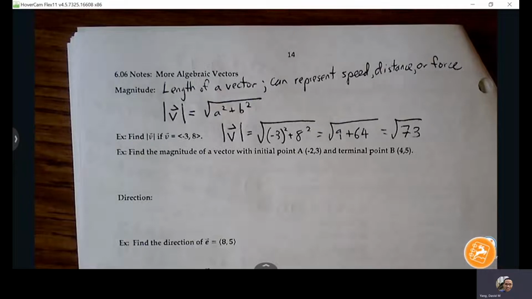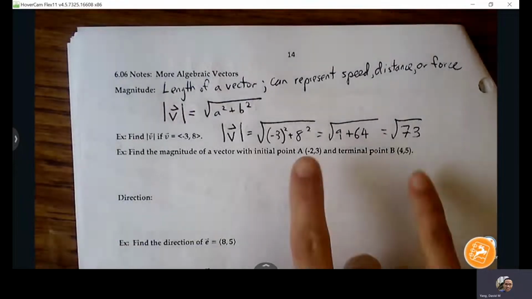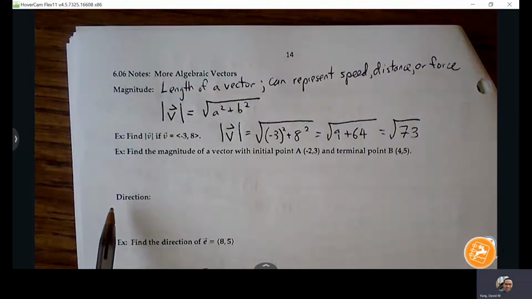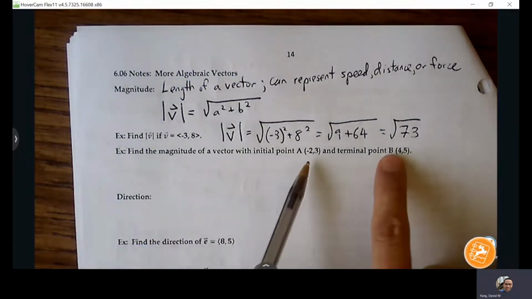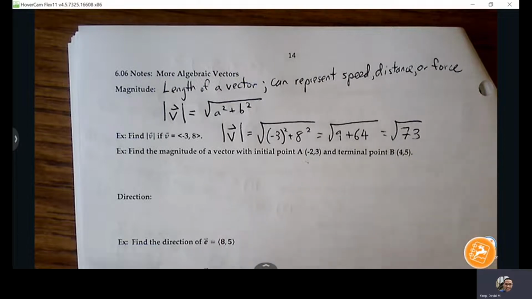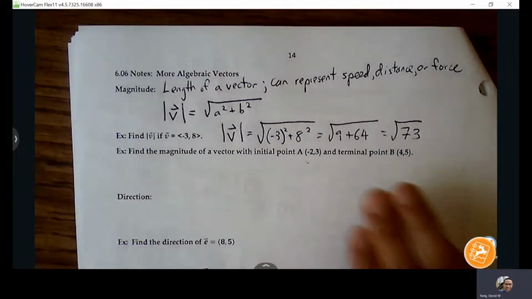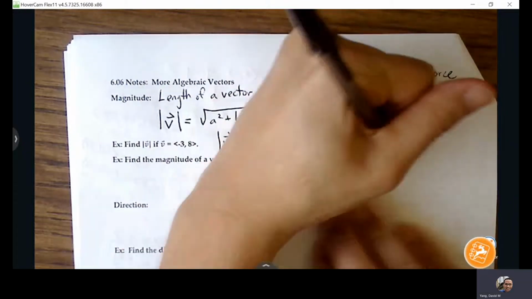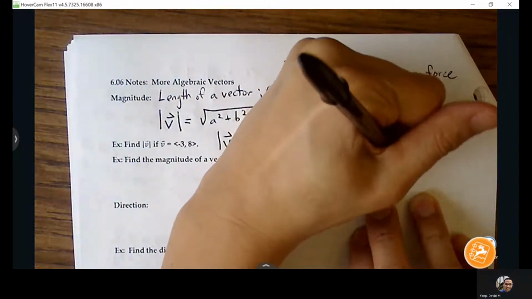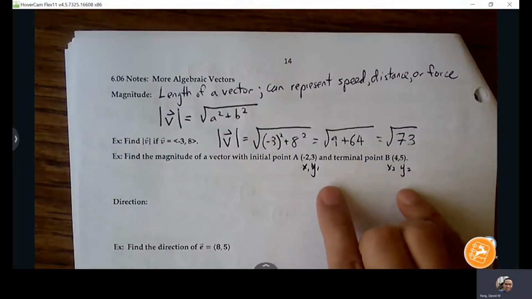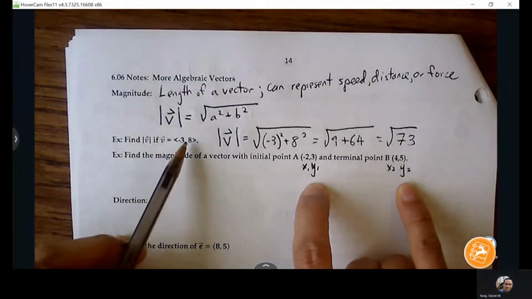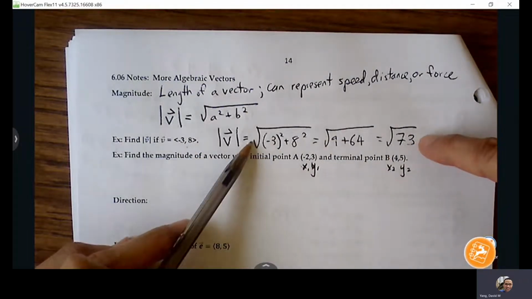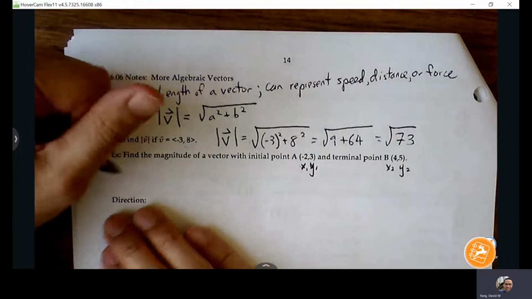Okay, find the magnitude of a vector with initial point A and terminal point B, and then also find the direction. So first, we're going to take our ordered pair. We're going to build our vector using x2 minus x1 and y2 minus y1. Once we get this into component form, like the first example, then we can use the numbers here to find our magnitude.